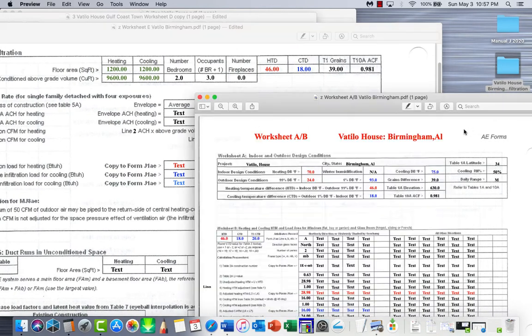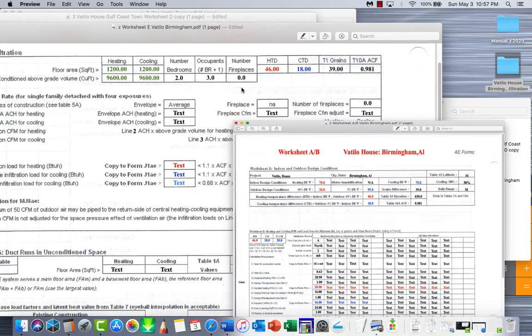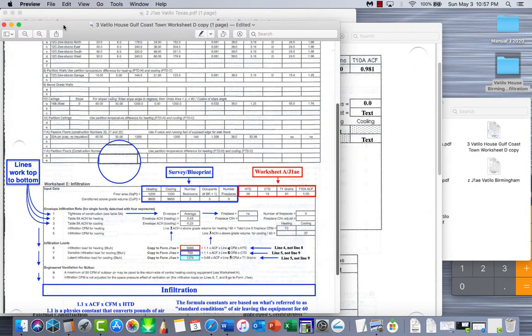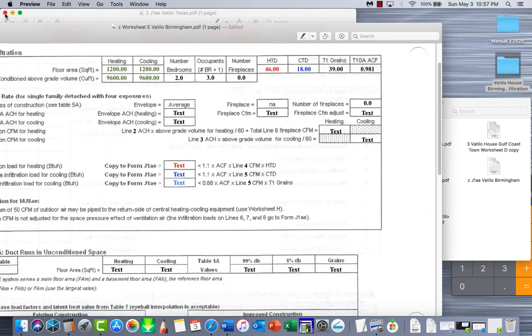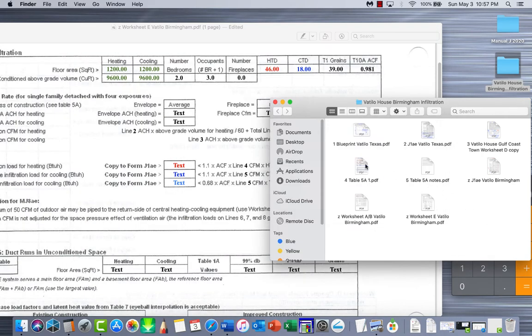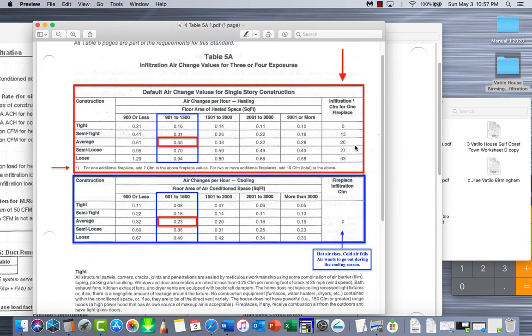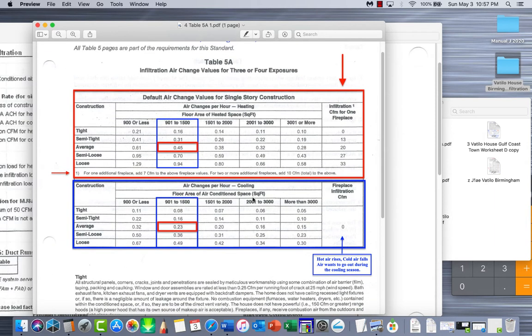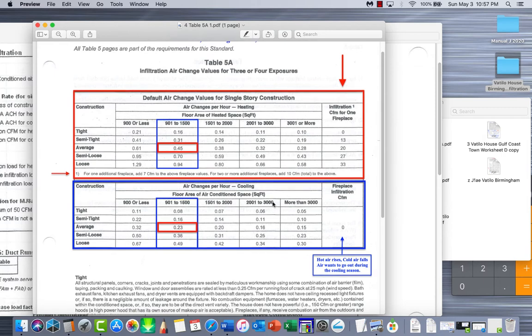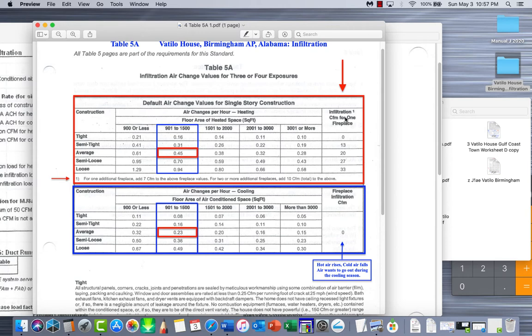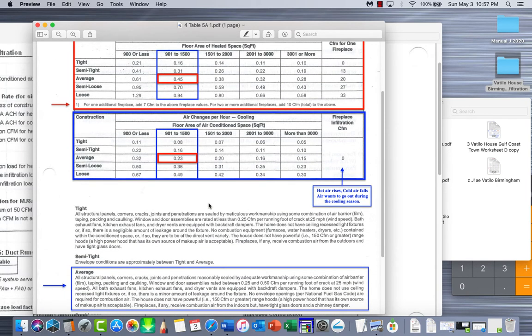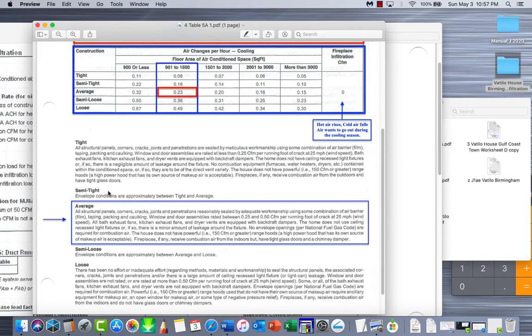So we'll bring up Table 5A. I'm going to close that out because we don't need that anymore and close a couple of these other ones, so we can clean up our workspace here. And let's go to Table 5A. Now I've used some boxes to break Table 5A into two parts. These are usually just all black lines, but this will help you see exactly what we're talking about. The box in red is air changes per hour for heating. The box down here is air changes per hour for cooling. If you wanted to know what tight, semi-tight, average, semi-loose, and loose meant, you can read this part down here.